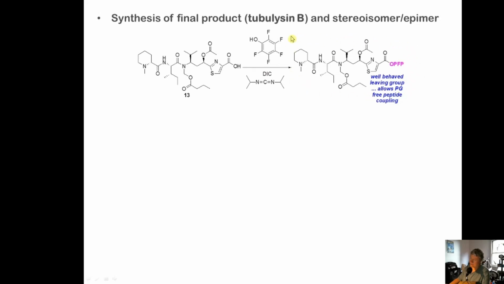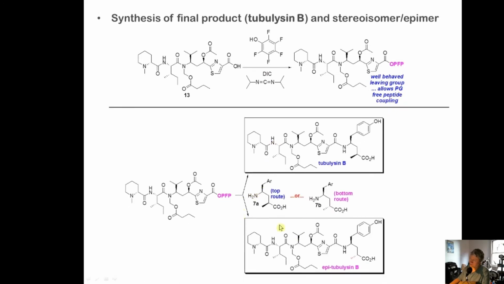without protecting groups. So this will react with amines, but often when you're doing peptide chemistry, you need a fully protected molecule A and a fully protected molecule B, and then you make the bond and then you deprotect. This allows them to get away with a little bit less, and it's cool. We call it protecting group free peptide coupling. That's what they do here.